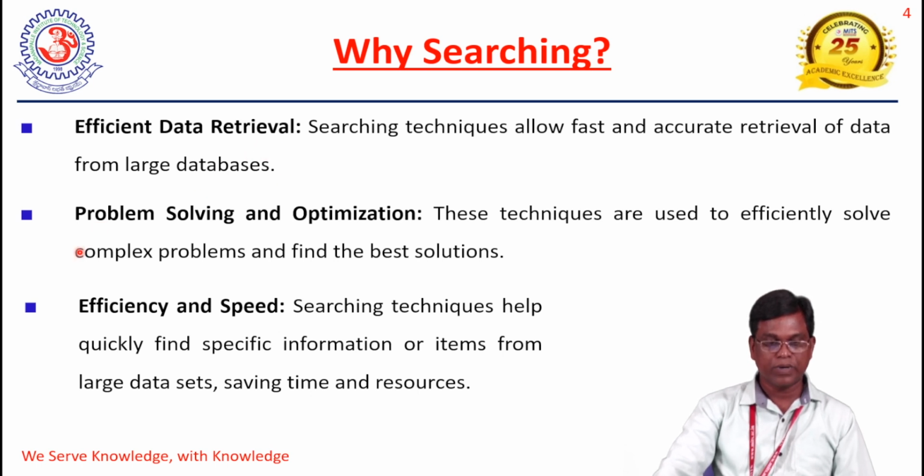Another example is problem solving and optimization. There are different techniques which are used to solve complex problems and to find the best solution. In that case, it is possible to use different searching techniques to solve that particular problem. And coming to the last example, searching techniques also help in finding a particular value, record or item from large data sets so that we can save time and the process can be done efficiently.